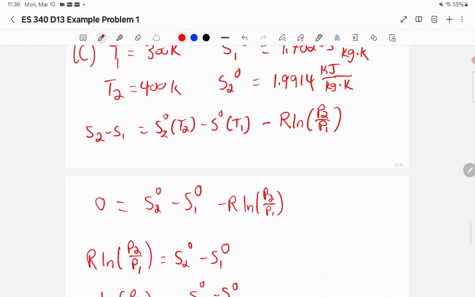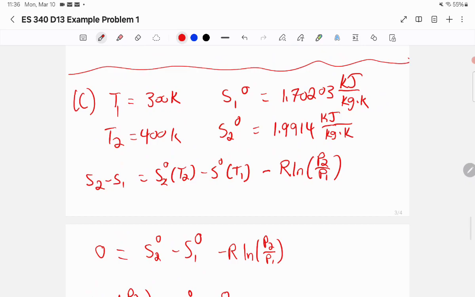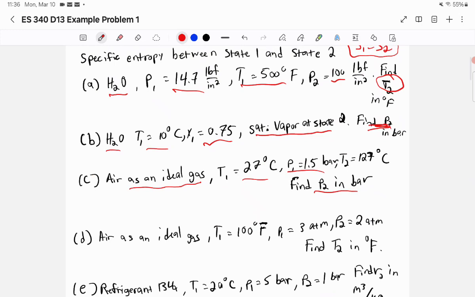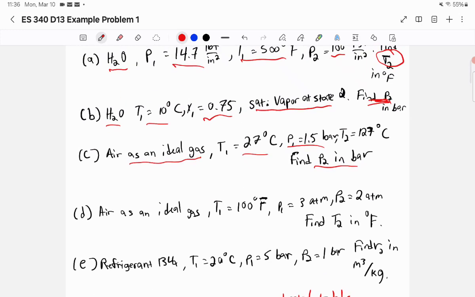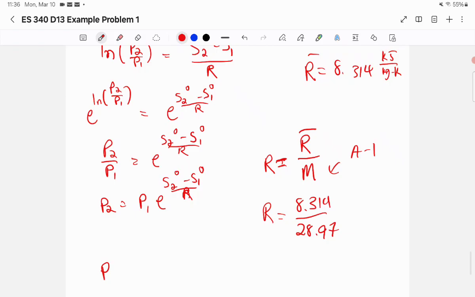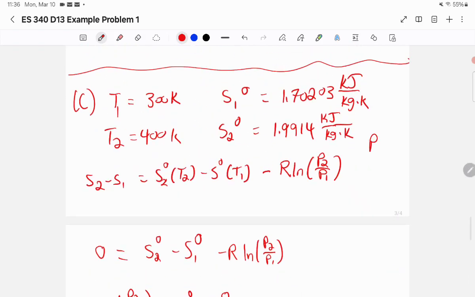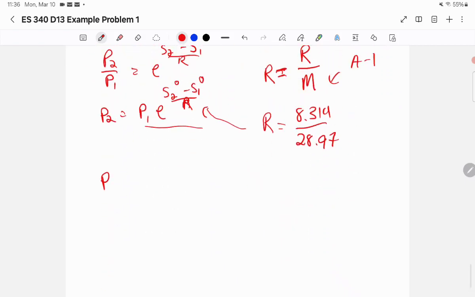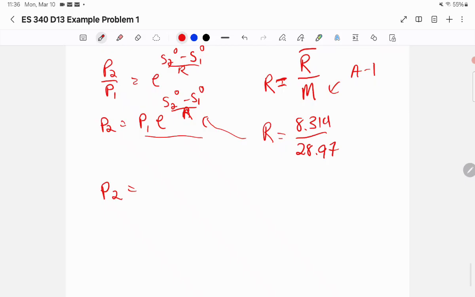So we have S1 circle, we have S2 circle, P. I should probably write down what P1 is. P1 was, sorry, this one was the one above, 1.5 bar. So if I substitute those values in here, the R value here, the S1, S2 circles, I get P2 equal to about 4.119 bar. Okay?